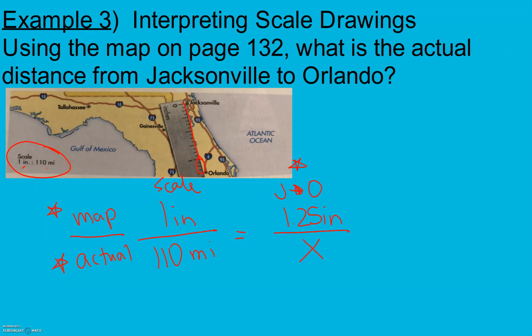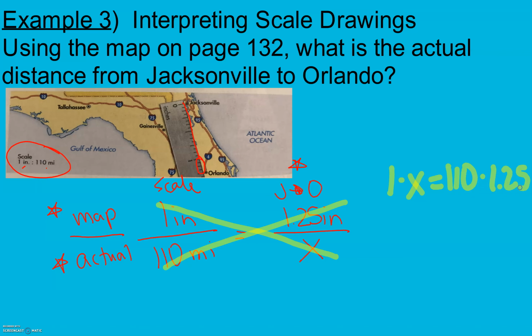We can use cross products to solve here because I have a proportion set up. 2 ratios equal to each other. So I'm going to take 1 times x equals 110 times 1.25. We're going to simplify both sides here and get approximately 137.5 miles. And my label's in miles because my map scale is labeled in miles, which seems like a reasonable distance.